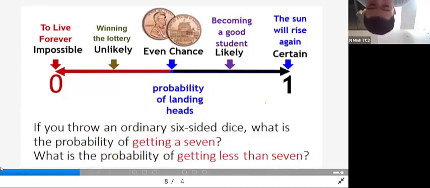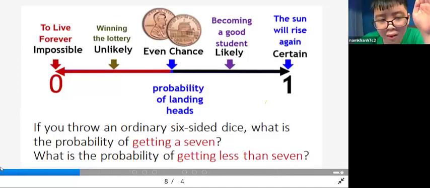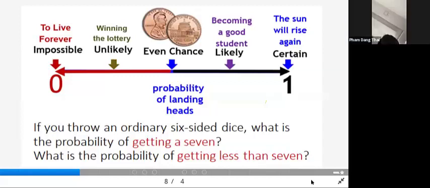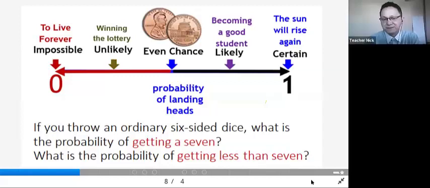Who else? How about impossible? Yes, Namkan, you're raising your hand. Okay, give me a situation wherein it is impossible.